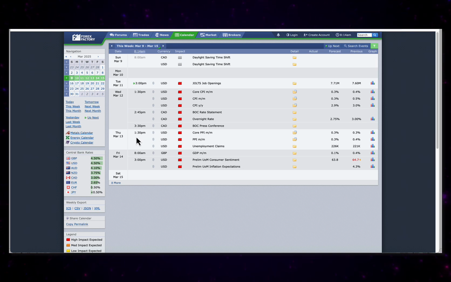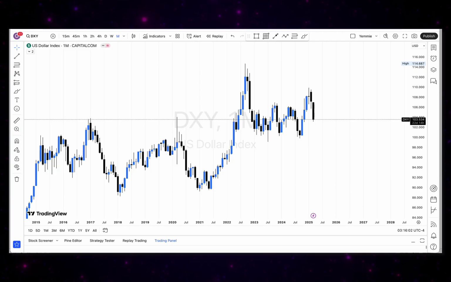On Thursday, we have three solid impact news from the US dollar by 1:30 p.m. Nigerian time, which is the core PPI. Don't forget, on Wednesday, we have the CPI, and on Thursday, we have the PPI. On Friday, we have Great Britain pounds and US dollar, coming up on high impact news for the GDP and the prelim UOM consumer sentiment consecutively. And that is the highlight for the weekly fundamental outlook from forexfactory.com.